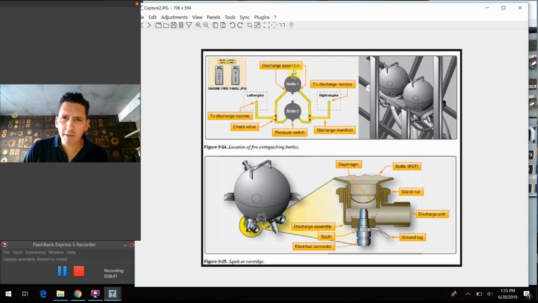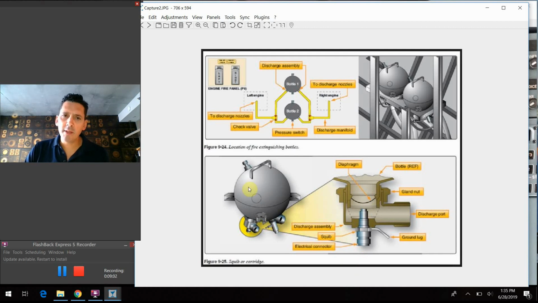I think a lot of airplanes will actually have two bottles that feed both engines, so this is not completely accurate to the Airbus system, like I said. Kind of forget about that for now. What I wanted to do is show you what these bottles look like. And this squib here, we're going to talk about in a second.